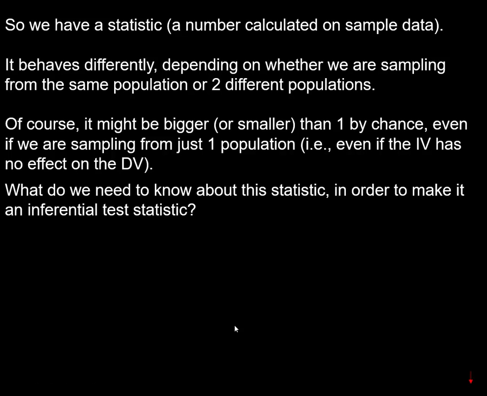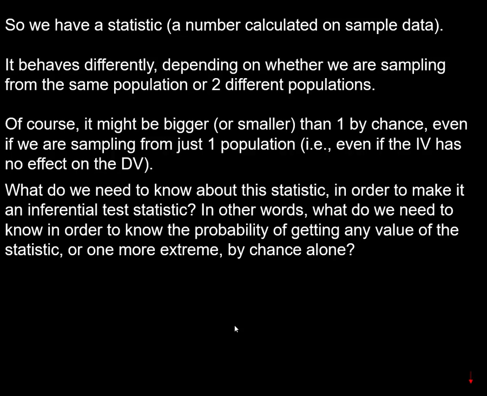Now, of course, it might just be bigger or smaller than 1 by chance, even if we're sampling from just one population. What do we need to know then about this statistic in order to make it an inferential test statistic? Well, if you haven't already, go watch the video on hypothesis testing, because we talk about exactly what we need to know. We need to know all possible values that this statistic might possibly take in any experiment and the associated probability of getting each one of those values. And that is called the sampling distribution of the statistic.